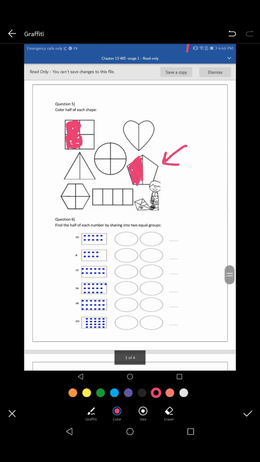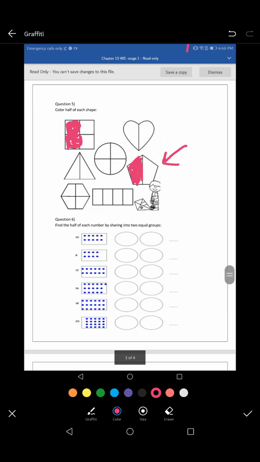So the rest of the shapes, you have to solve them. You have to color half of each shape. Now let's continue for question number 6. Find the half of each number by sharing into 2 equal groups. Here we have 10 circles and we have to share them into 2 equal groups. So we have to divide them into 2 equal groups.